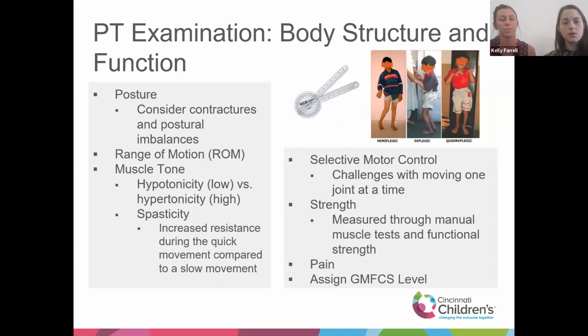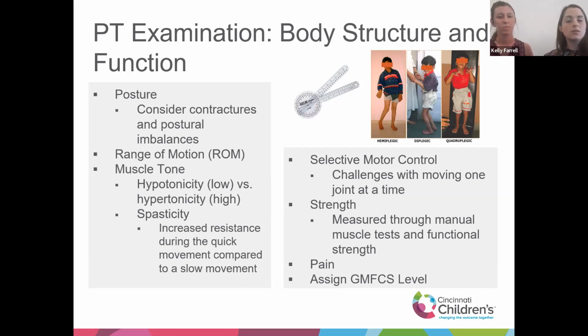We'll also look at range of motion, which as you can see in this picture here, is measured with a goniometer. We use that to make a quantified number for the range and how much their joint can move. And as I discussed on the previous slide, we also rate if they have hypo or hypertonicity. We do have some standardized assessments to do so as well.